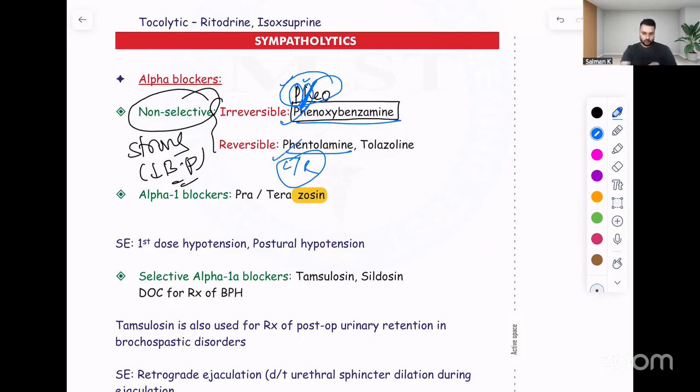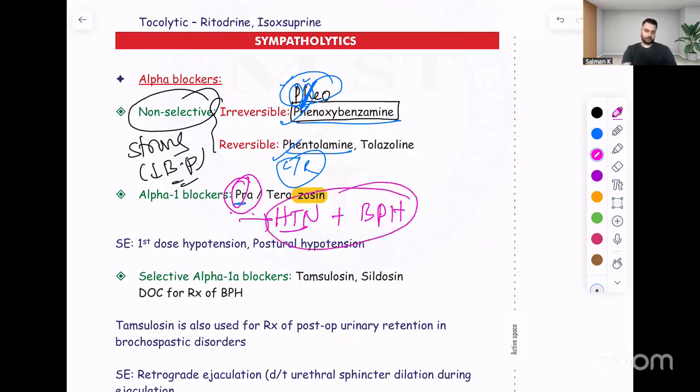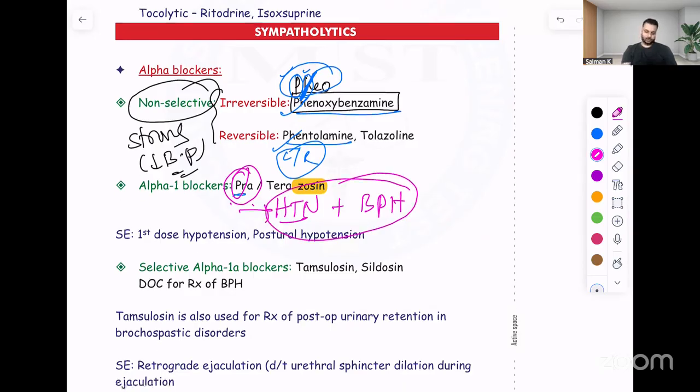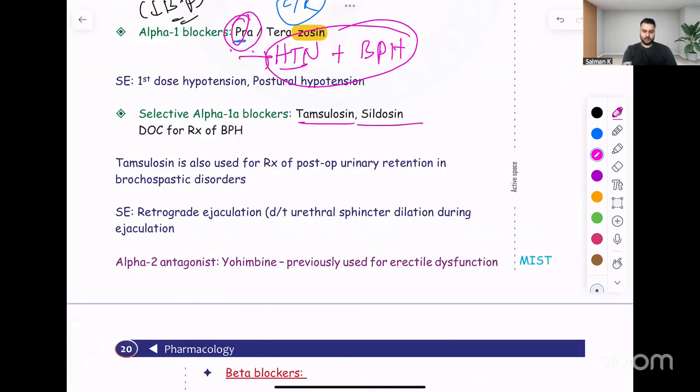Next is alpha 1 blocker. Alpha 1 blocker, you got somebody like prazosin. Now, when you talk about prazosin, we got this PR word. What is this PR? PR means pressure plus prostate. So you can take that as a mnemonic and remember that it's used for those people having pressure problem called hypertension. Plus prostate means BPH. So prazosin is the drug of choice for somebody having hypertension with BPH. Is that understood? Okay. Next is alpha 1A blockers like tamsulosin or silodosin.